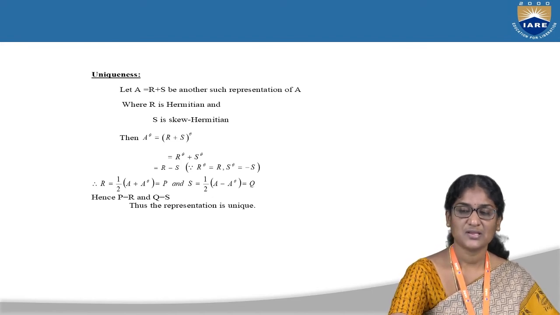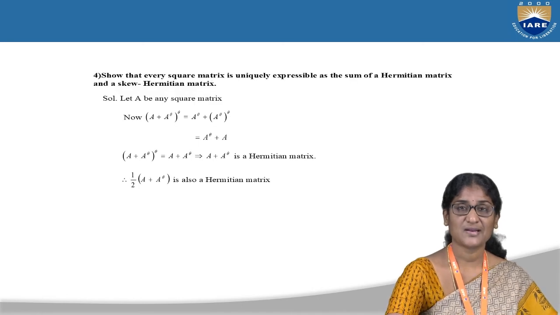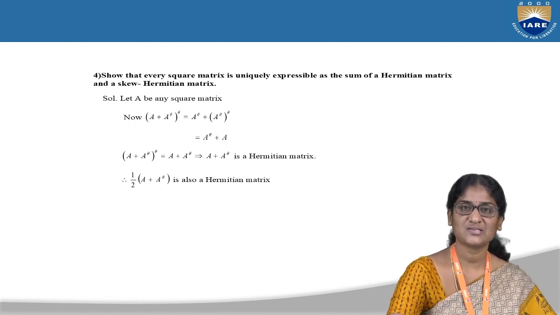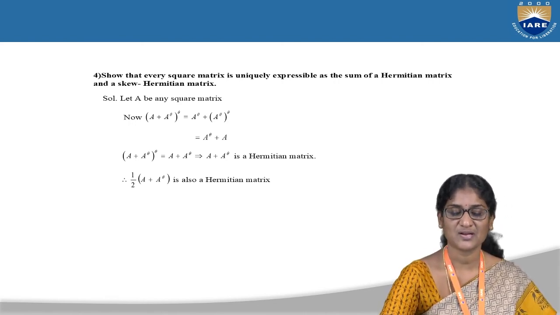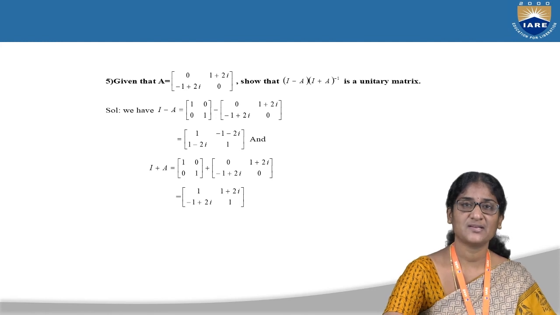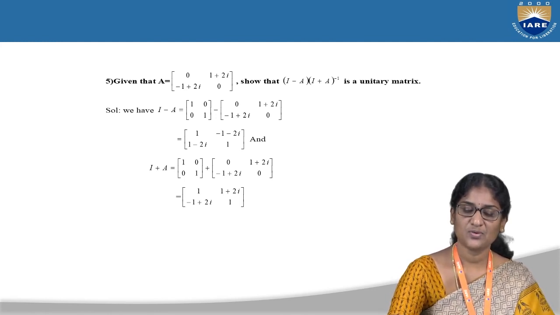So that means every square matrix is uniquely expressible as a sum of a symmetric and a skew symmetric matrix, similarly as a sum of a Hermitian and a skew Hermitian matrix. So these are a few properties that we can discuss on Hermitian and skew Hermitian. Last but not least, we'll go with one of the problems.